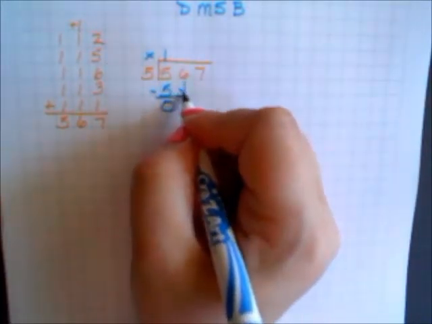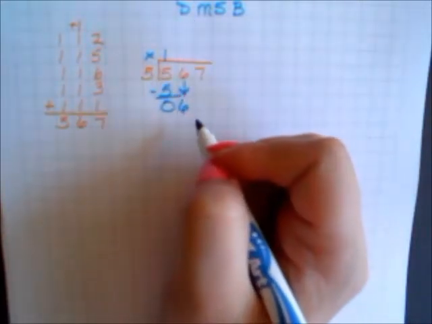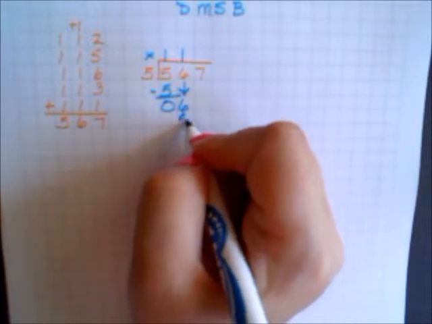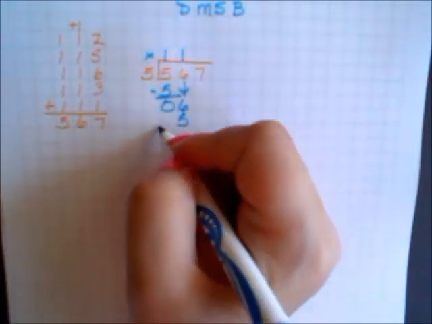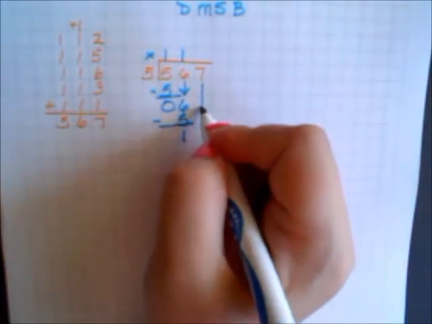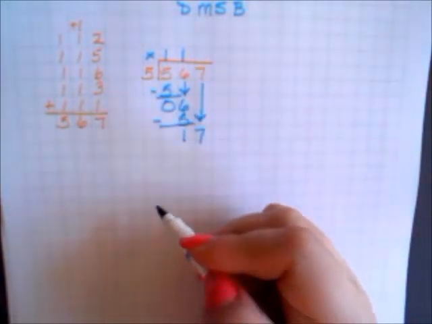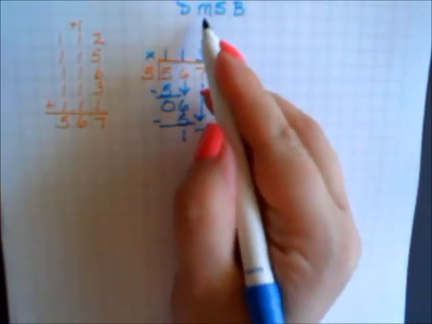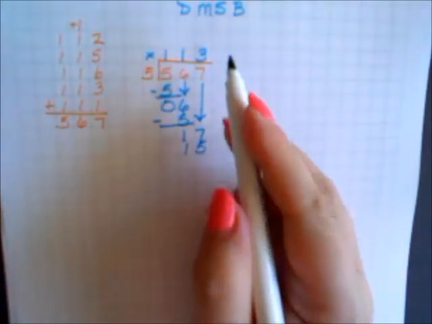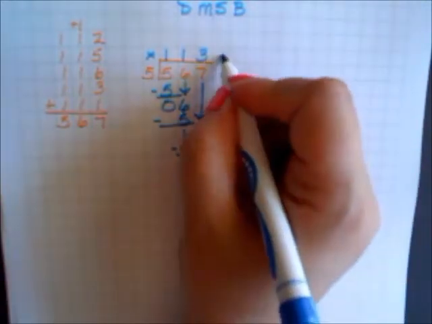Bring down our 6. 5 goes into, oops, divide again. 5 goes into 6 how many times? Once. Multiply. 1 times 5 is 5. Okay. Subtract. 6 minus 5 is 1. Bring down our 7. 5 goes into 17 how many times? 3. Multiply. 3 times 5 is 15. Subtract. 7 minus 5 is 2. Okay, so we have a remainder of 2.